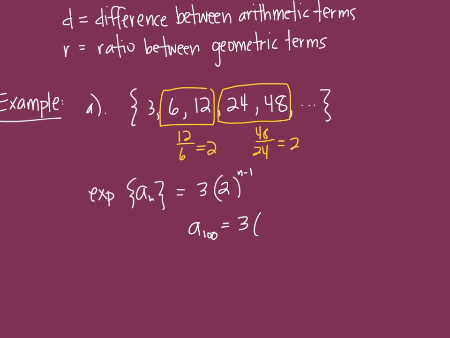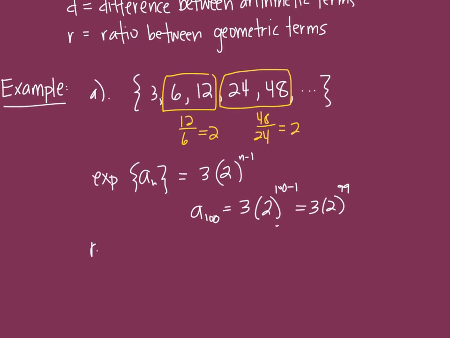All right, there we go. That should be 2. And then we have 2, and then we drop 100 here, 100 minus 1. So that would be 3 times 2 to the 99. And I'd for sure want my calculator so that I could evaluate that. That would give me the 100th term, which is going to be really large in this sequence.